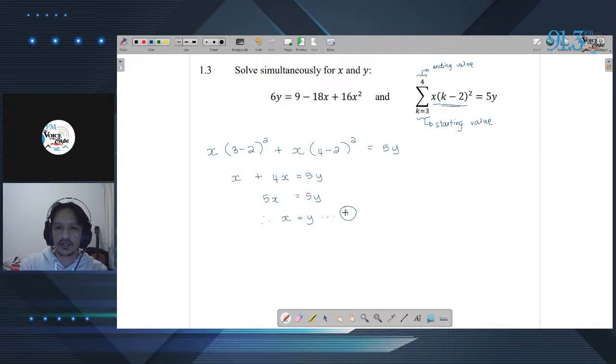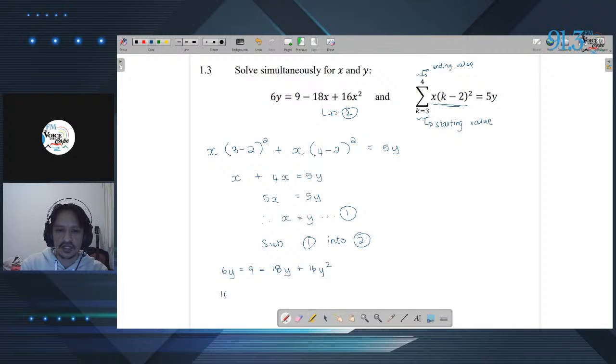So what do we do? Well, I'll call this equation 2. I'll just write 2 here. And then we can just say substitute 1 into 2. And that's what we'll do. Wherever we see x, we replace it with a y. Now, we do this here. So we're going to get 6y equals 9 minus 18y plus 16y squared.